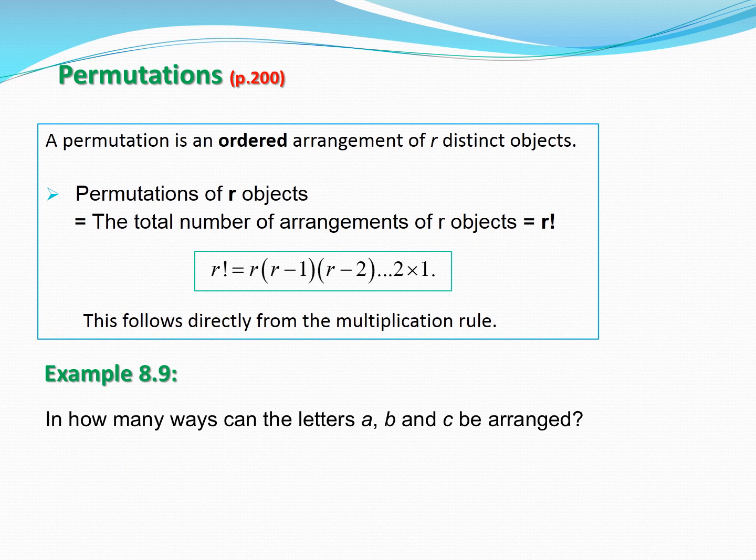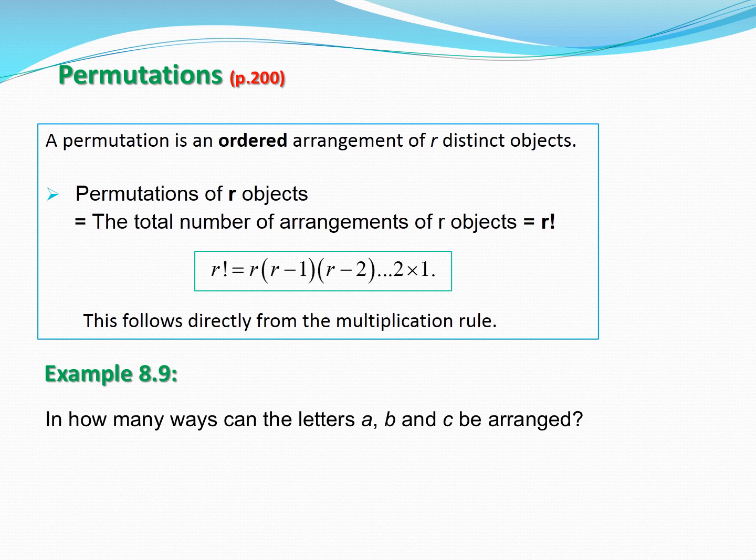The official definition of a permutation is given on page 200, and a permutation is an ordered arrangement of a number of objects. So if I have R objects, then the total number of arrangements of those R objects will be R factorial. So if you think back to mathematics, factorial tells you it's the product of all the positive integer values less than or equal to that value. So if you have 4 factorial, for instance, it will be 4 times 3 times 2 times 1.